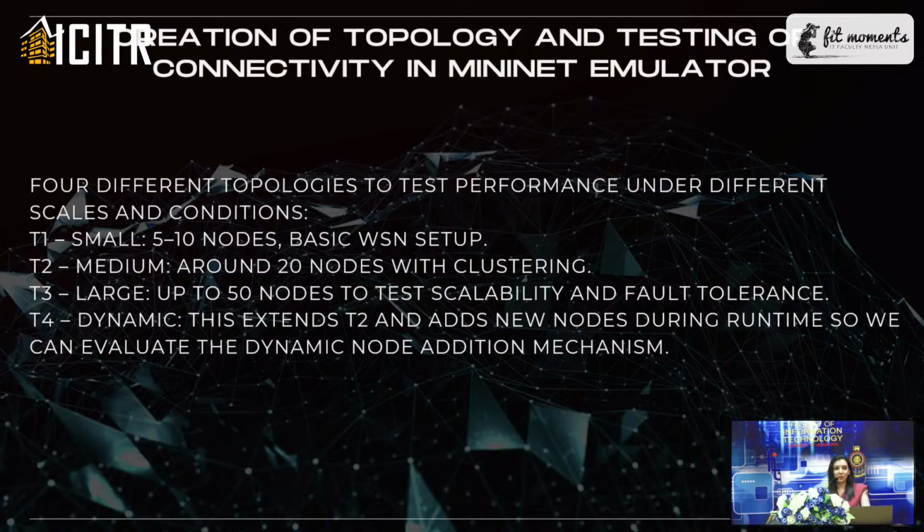All right, good. I have a question. You said there are 4 different topologies. How does this topology contribute? What type of topology? T1, T2, T3 are static topologies. The small scale topology is 5 to 10 nodes with one cluster, and the medium topology is 15 to 20 nodes with two clusters.